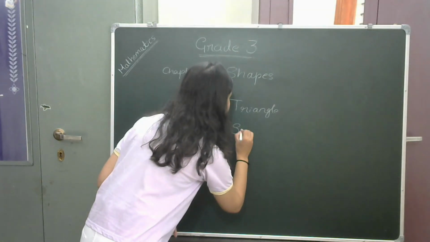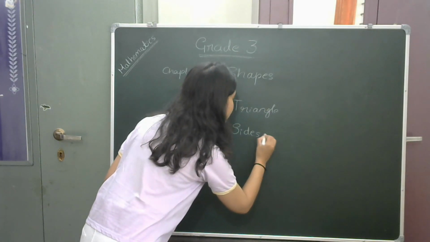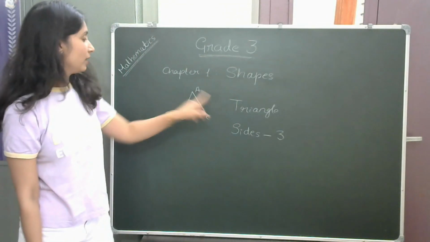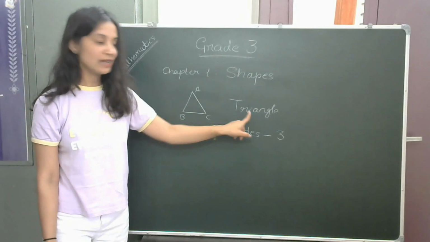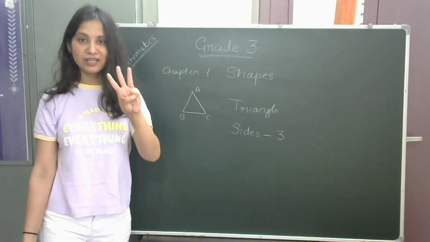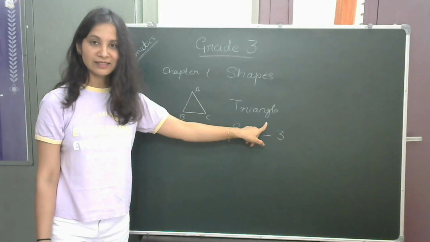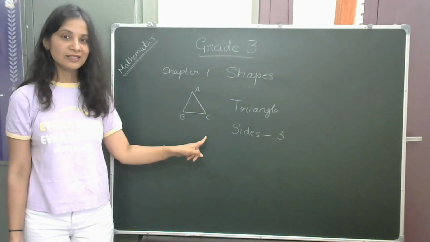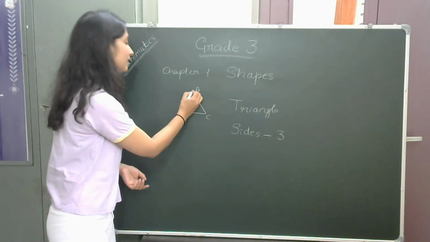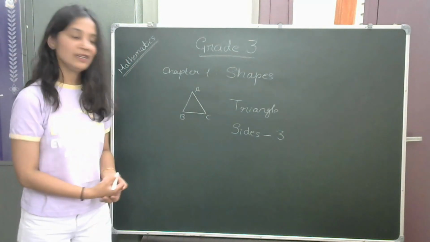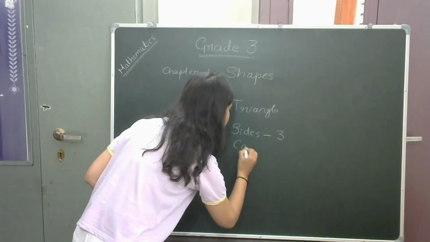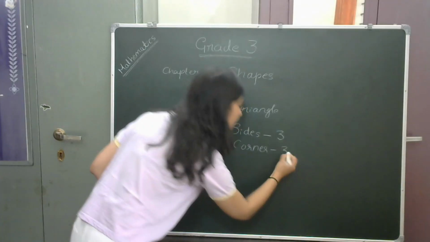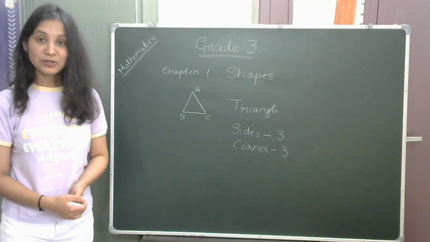A triangle has how many sides, children? Is it 4? No. The word itself says that tri means 3. Triangle. Okay. So, sides are 3. And how many corners? Correct. It is A, B and C. So, number of corners, 3. Yes. Can you draw a triangle?